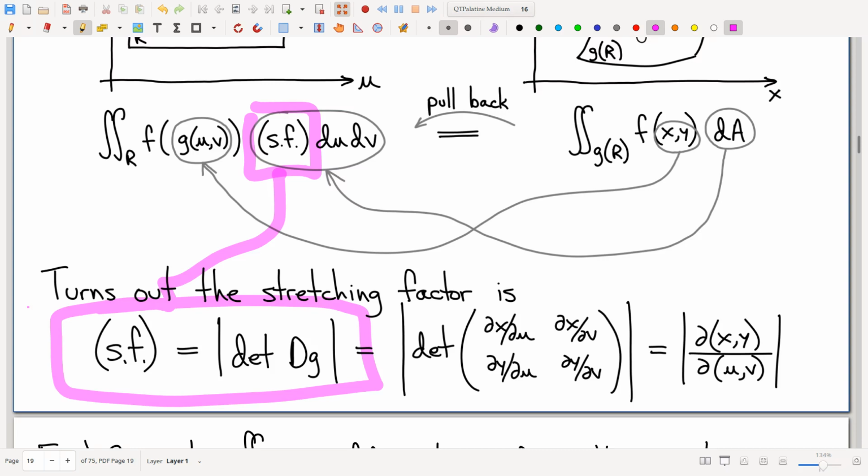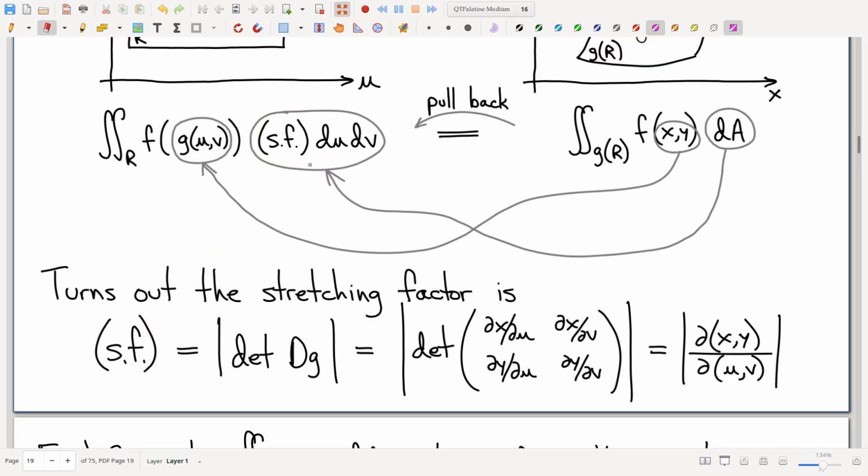It's the absolute value, which is annoying, right? We don't like absolute values, but it's an important part of the formula. Absolute value of the determinant of the derivative matrix. That's it. And you all know how to compute derivative matrices, you know how to compute determinants, and you know how to write down absolute values. So it's very plug and chug. It's just a matter of writing it down.